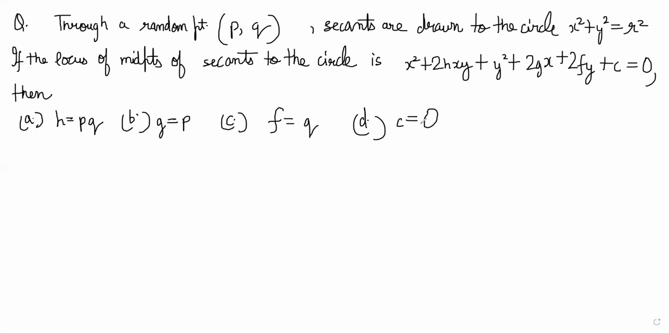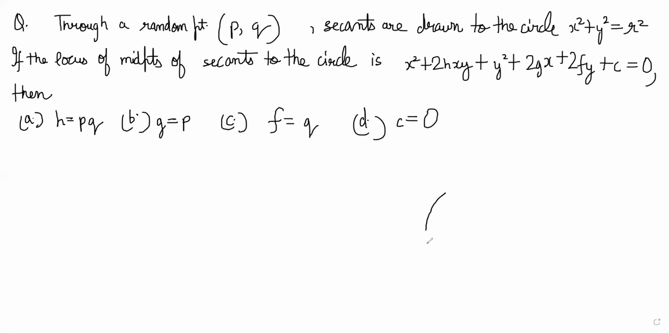Okay, so think about the question. From a fixed point PQ, you are drawing secant lines, so they will cut the circle at 2 points, and you have to find the locus of midpoints of those secants, and that locus is given to be this curve. Then you have to find some conditions.